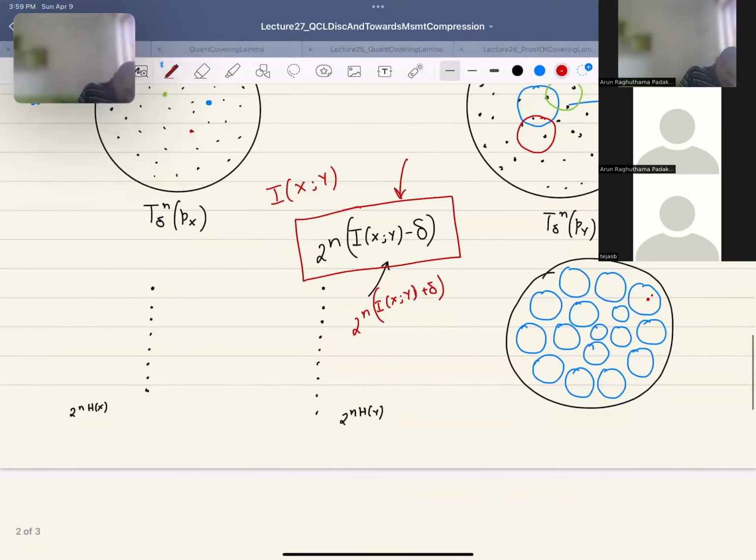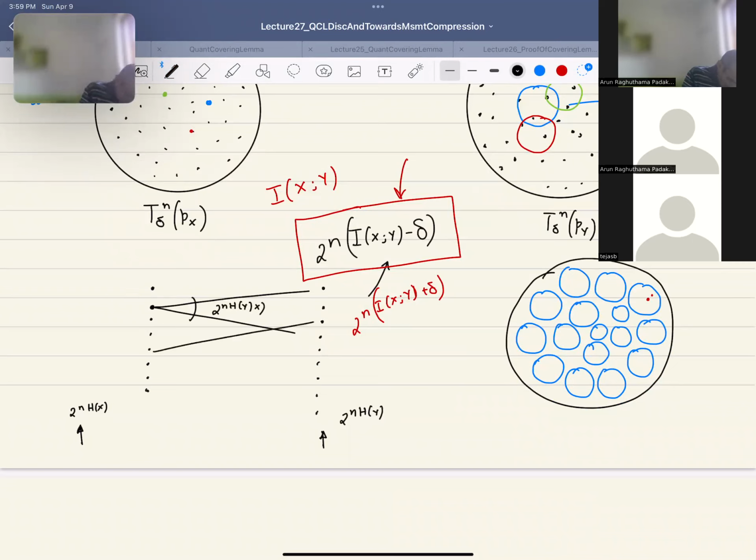Maybe I should make this point. I will write this bipartite graph on the left. There are 2 power n h of x sequences on the left, and 2 power n h of y sequences on the right. Each point here on the left has an out degree of 2 power n h of y given x. This is the out degree.